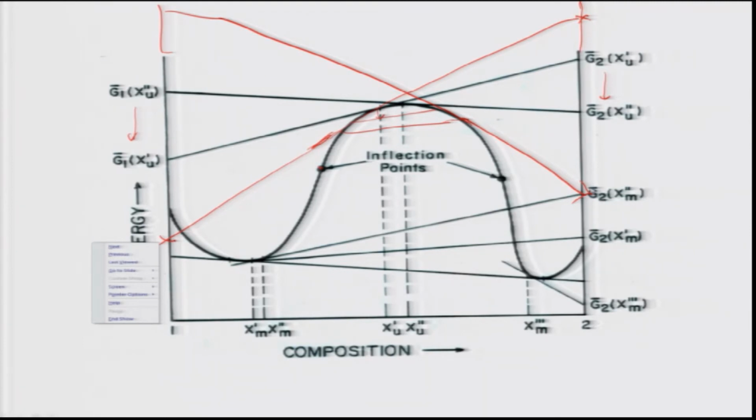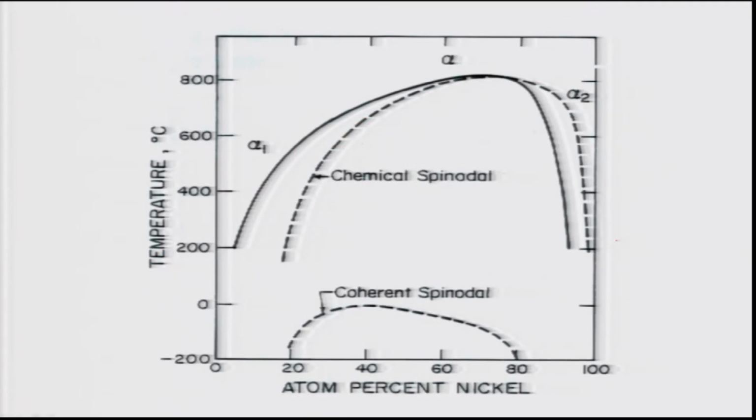Similarly, if I do it at these minimum points on this curve, you can see here x prime m and x double prime m, the chemical potentials are shown. It is very clear that the chemical potential can be reduced farther down as you go along this. So that is the basic mode of transformation.